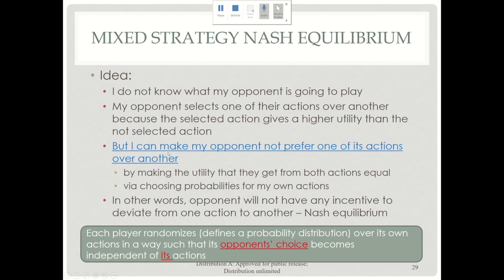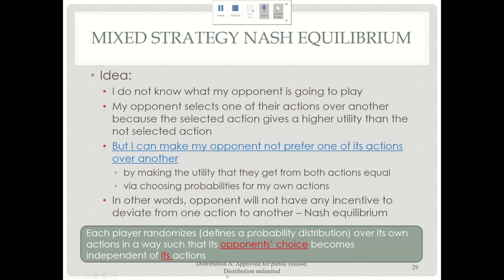But I can make my opponent not prefer one of its actions over another. And I could do this by making the utility that my opponent gets from both actions equal to each other. So I take away the choice from my opponent. And I could do this by choosing probabilities over my own actions. So what this would end up making is that the opponent will not have incentive to deviate from one action to another because its utilities from both actions are identical. So no preference of one action over the other. So in effect, this ends up giving a Nash equilibrium or a stable outcome.